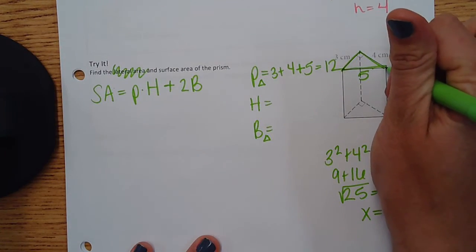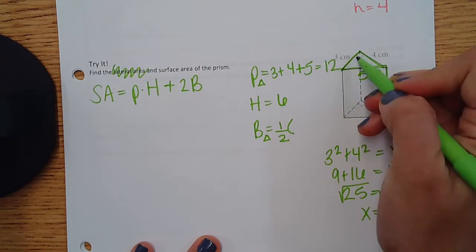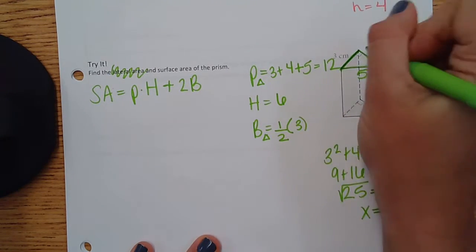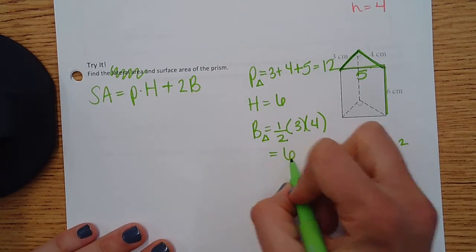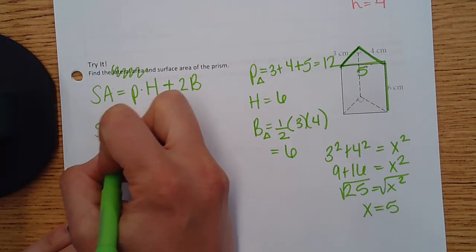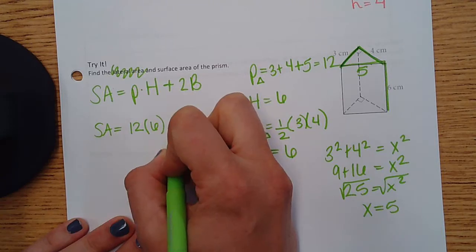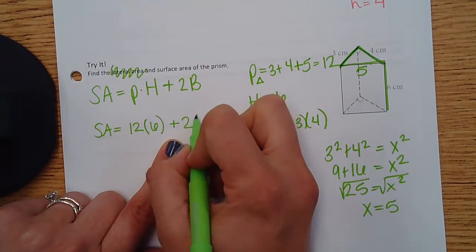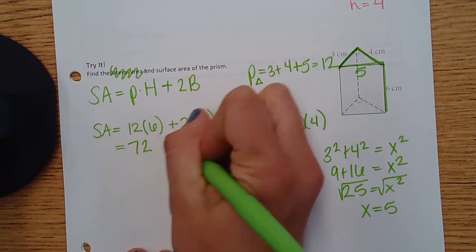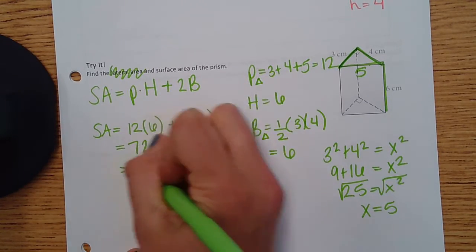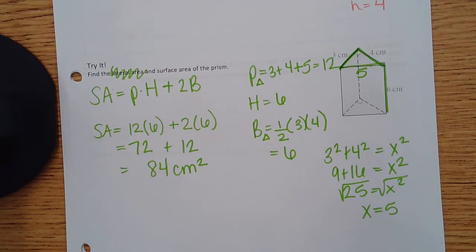Now the height, the distance from this base to this base, is 6. Now I'm doing 1/2 the base of the triangle, 3, times the height of the triangle, 4. So I get 6. Plug it all in. Surface area equals 12 times the height of the prism, 6, plus 2 times 6. 12 times 6 is 72 plus 12 gives me 84 centimeters squared. All right, good luck, guys.